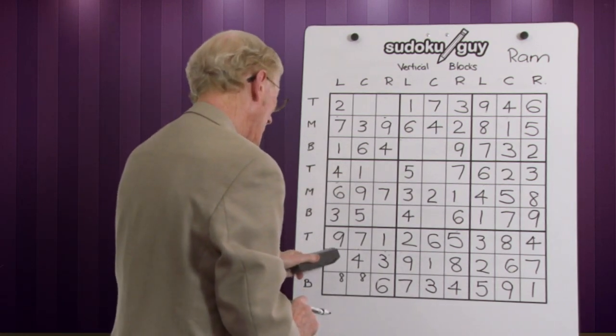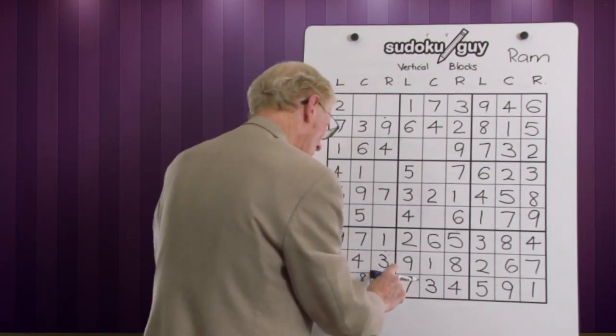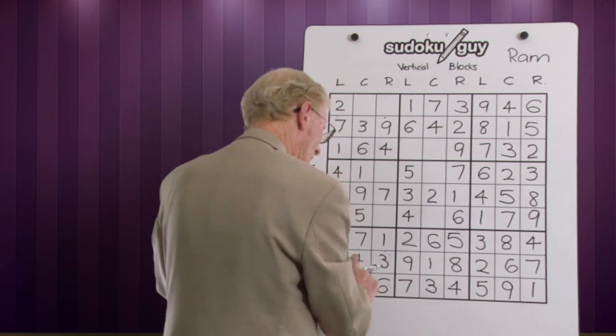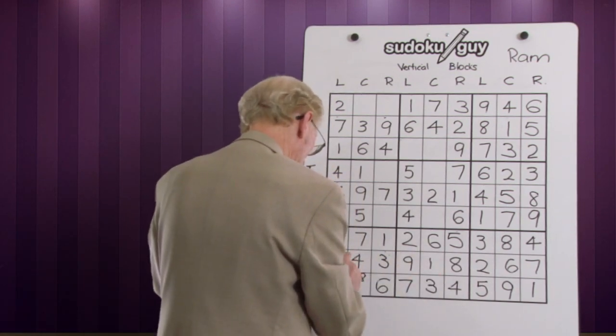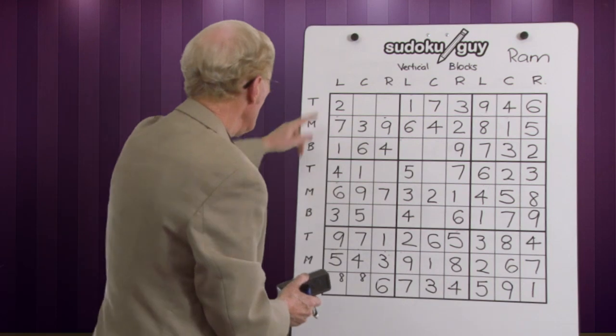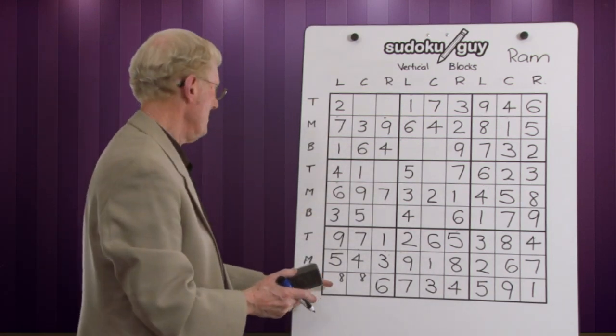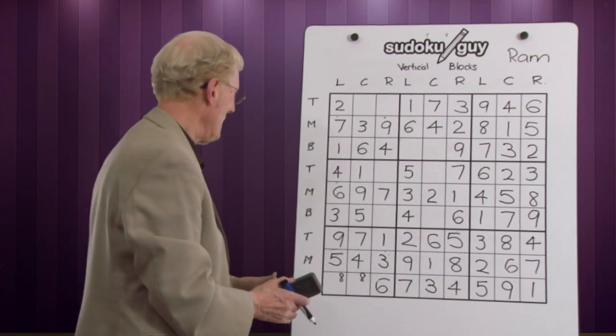Now this row here only has one left in it. Let's count up, find out what it is. 1, 2, 3, 4. It's a 5 that's missing. And now we've got this column with only one number left. And guess what it's going to be? It's got to be 8.